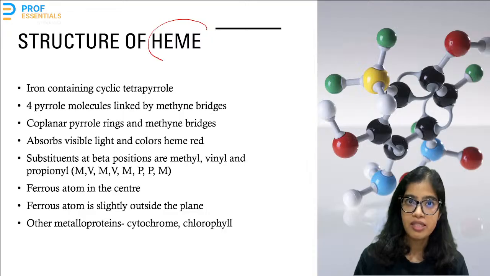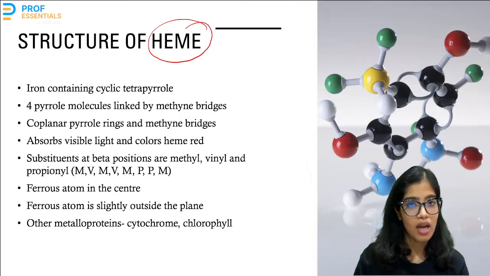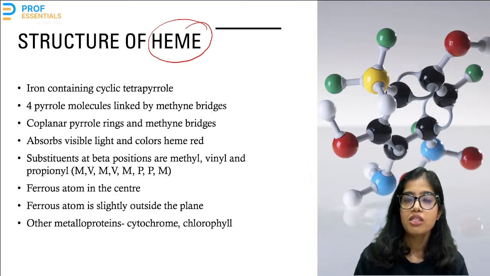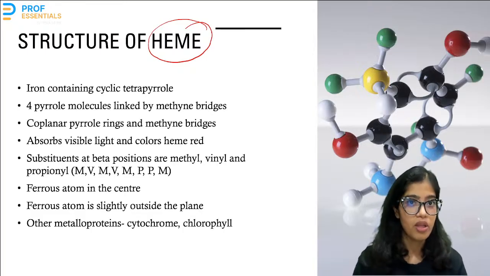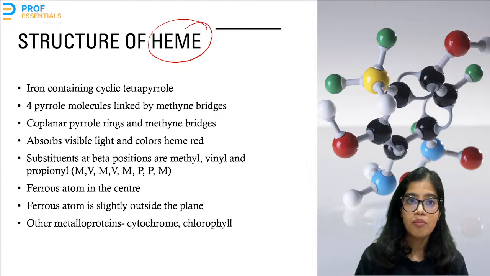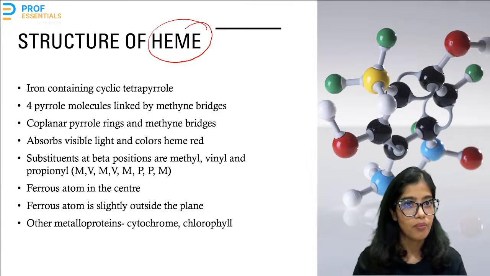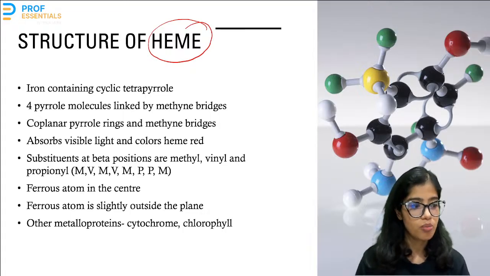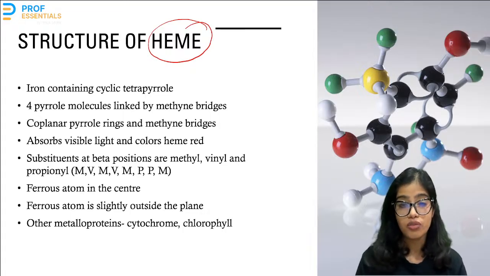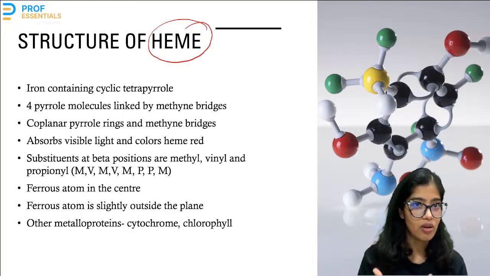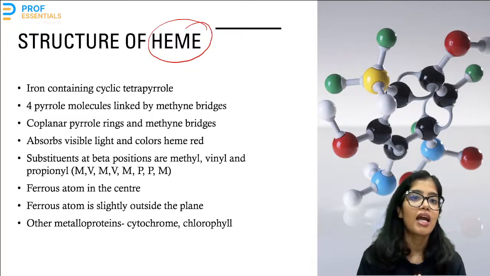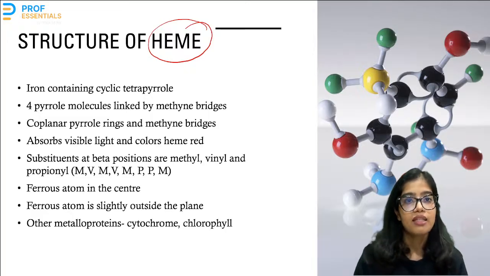Now, heme is central to discussion here. Why? Because it forms the basis of structure of both myoglobin as well as hemoglobin. Now, what is heme? Heme is an iron containing cyclic tetrapyrrole. Now, this seems to be very difficult to remember, so let us break it down as we do. We break down complex things and then we understand simplified concepts.